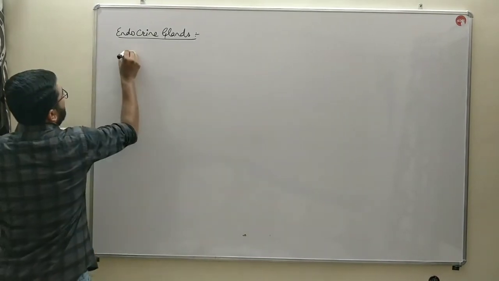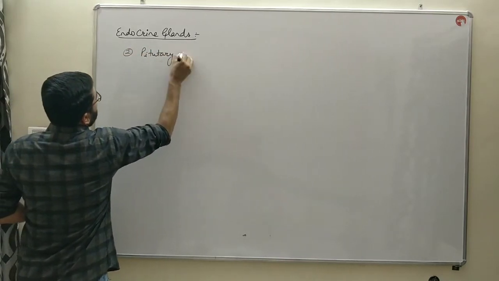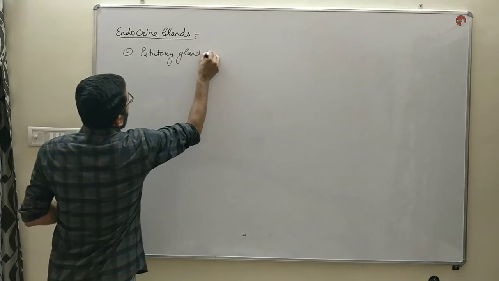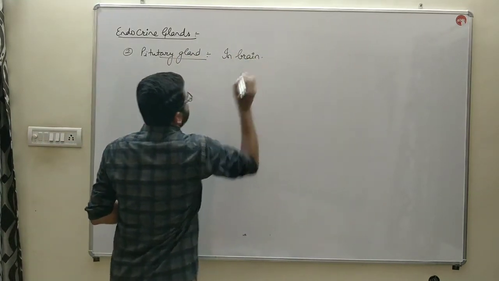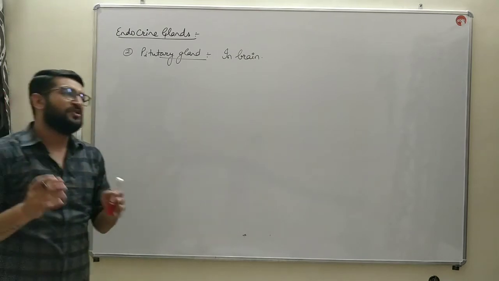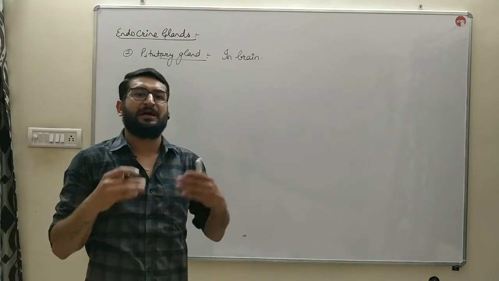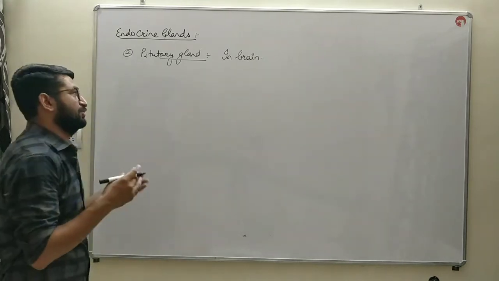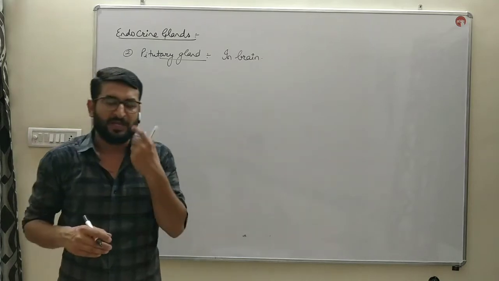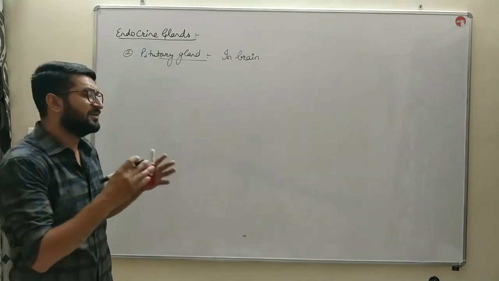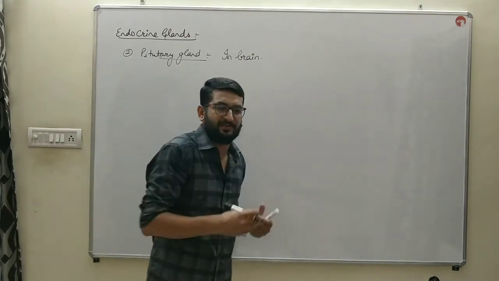The second gland is the pituitary gland. It is also situated in the brain. The pituitary gland is also known as the master gland of the body, as it controls the other endocrine glands by its hormones. And the pituitary in turn is controlled by the hypothalamus. The hypothalamus gives the signal to the pituitary that at a particular time which gland is to be activated.